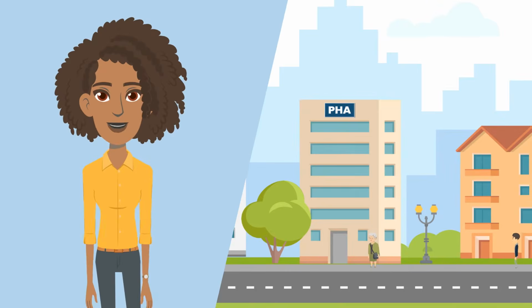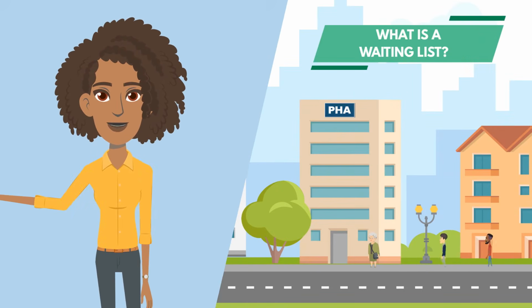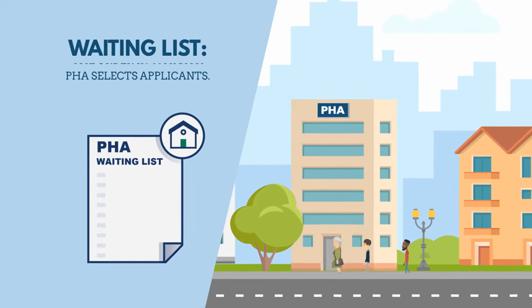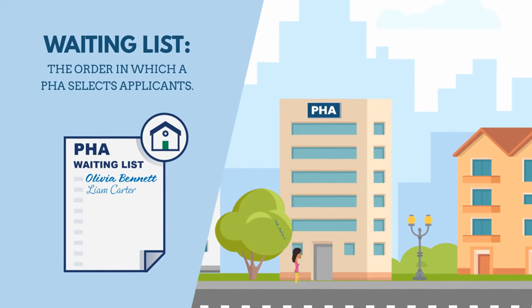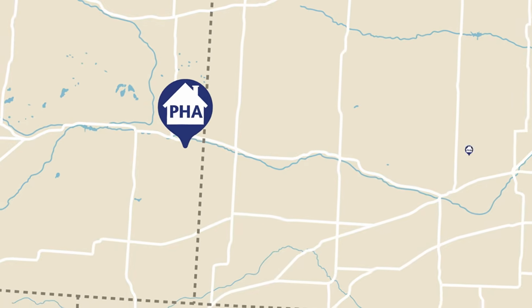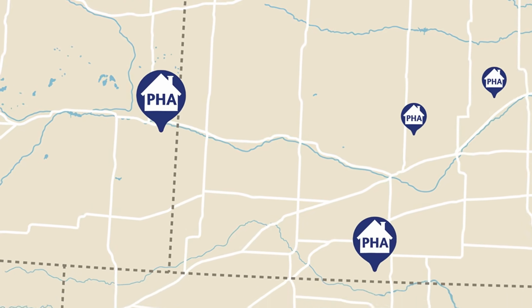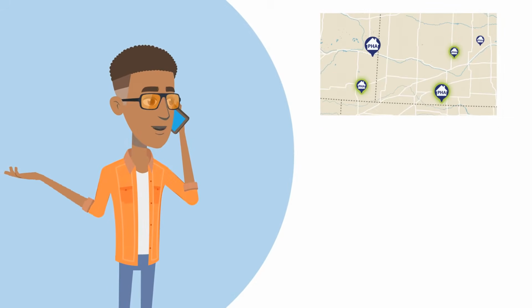This video explains what an applicant might expect from the Public Housing Agency application and waiting list process. A PHA has a waiting list to determine the order in which the PHA selects applicants. It is important to note that each PHA is different. Each PHA operates different housing programs with different eligibility and income limit requirements.